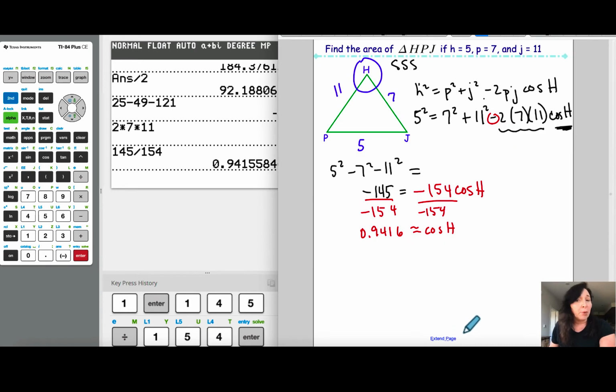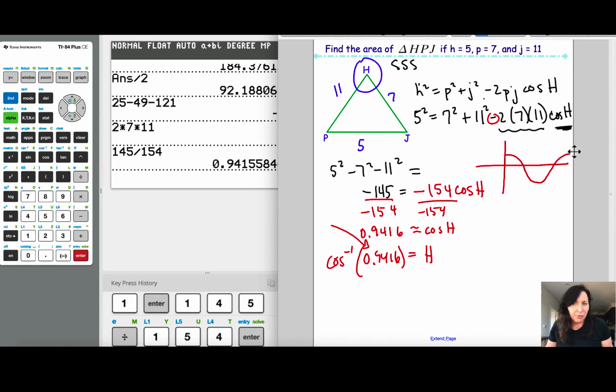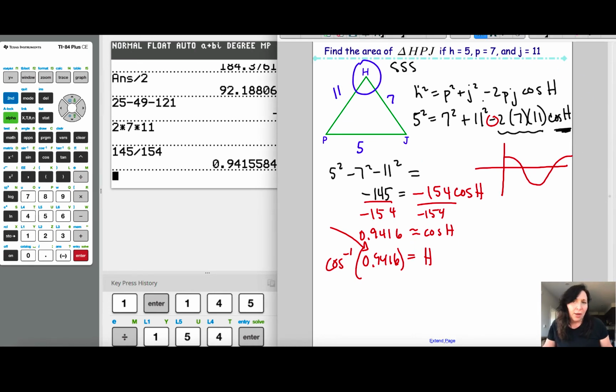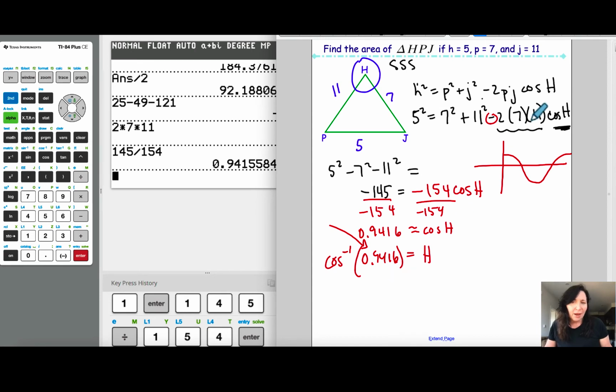And again, remember I'm trying to get H so that I can find the area. So H is equal to arc cosine of 0.9416. And remember to check to make sure that this value is within our range. Meaning they're asking me, where is cosine, right? There's my cosine wave. Where is cosine 0.9? So it's like right here, very, very close to 1. So it's this value right here. That's the angle that I'm looking for.